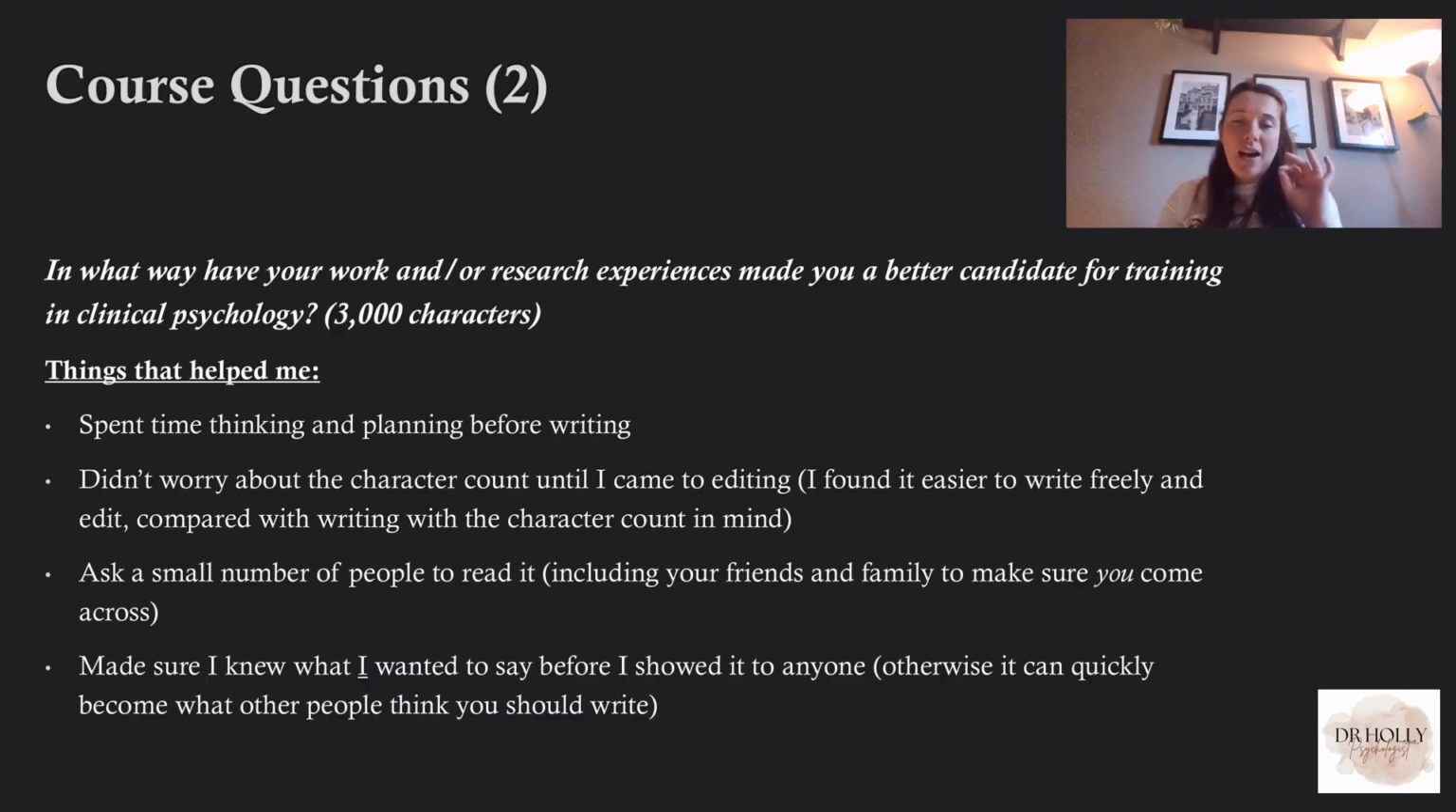So that is absolutely it. Just know what you want to write first. Know what you want to get across in your application first. And that comes with taking the time to plan and sit and think and write, before you get down to the really blank page, I'm going to write it now.